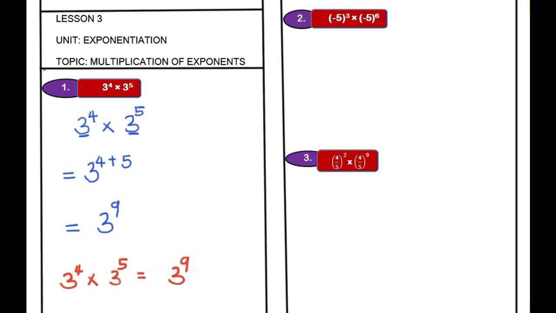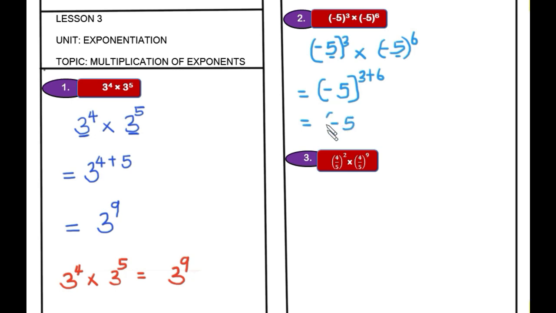In number 2, we have negative 5 cubed times negative 5 to the power of 6. So also, we have negative 5 cubed times negative 5 to the power of 6, and since we can see that the bases are the same, it means that we will keep the base and add the exponents, that is 3 plus 6, such that we get negative 5 to the power of 9. Okay?